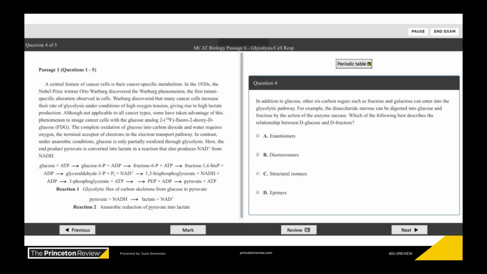All right, this is what a passage may look like on the MCAT. This is a little bit of a short one.